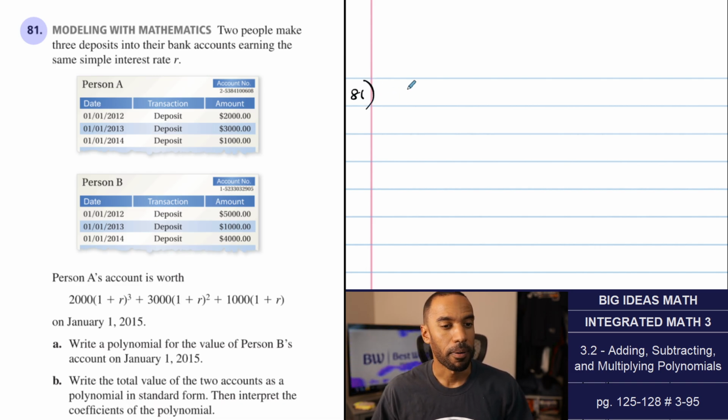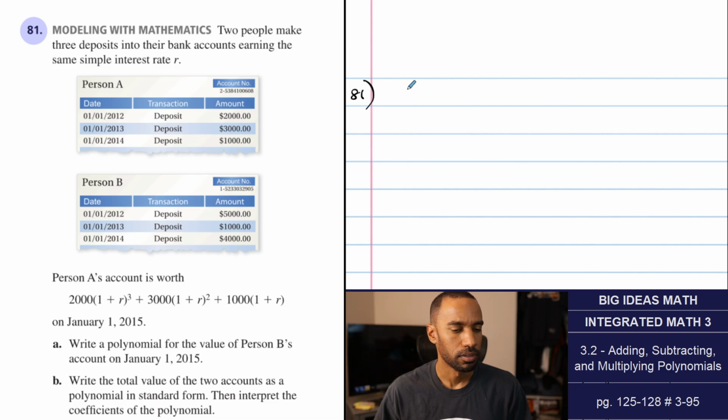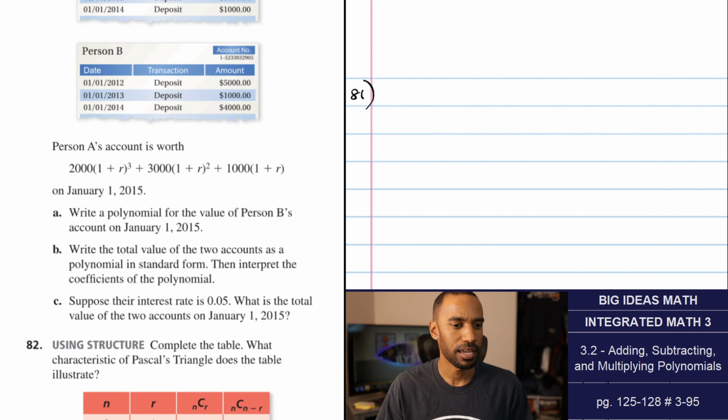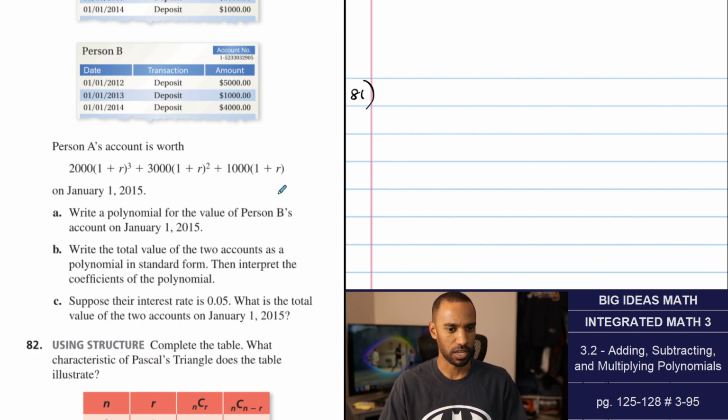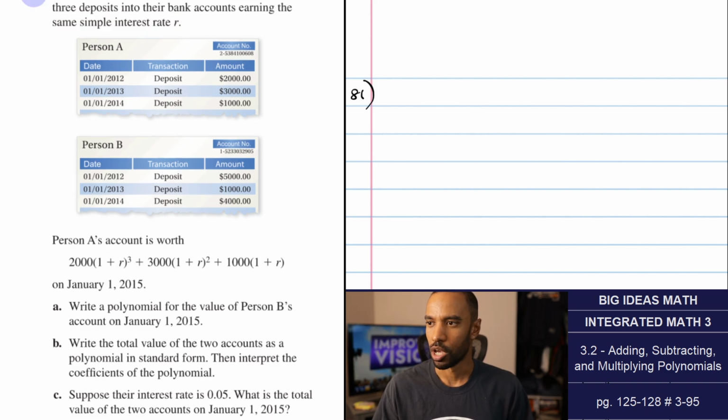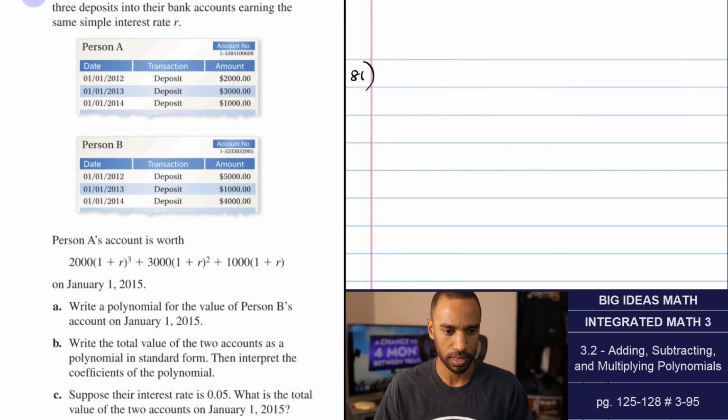Number 81. 2 people make 3 deposits into their bank accounts earning the same simple interest rate R. Why does the money go down? Oh, it's how much they deposited. Person A's account is worth this on January 1st, 2015. Write a polynomial for the value of person B's account on January 1st, 2015. So let's just use their same numbers, 2,000, 3,000, 1,000.